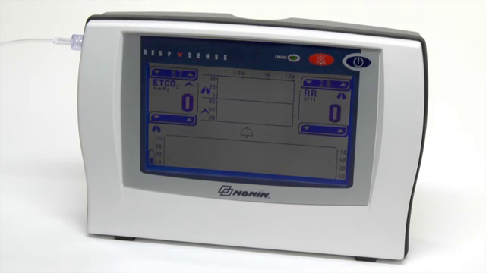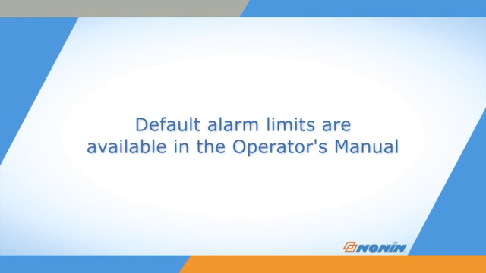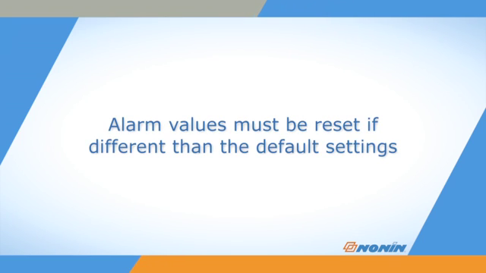Alarm limits will appear on the display. The monitor always resets to the default alarm limits for your selected patient size at power-up. The default alarm limits are available in the operator's manual. You must reset the alarm values to your chosen limits if they are different than the default settings.